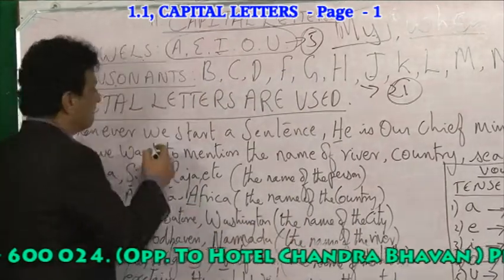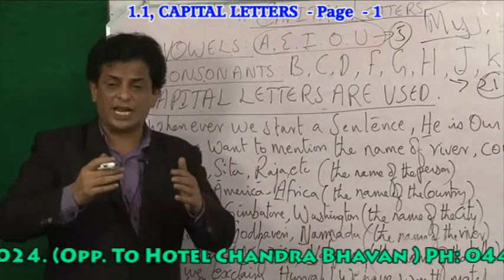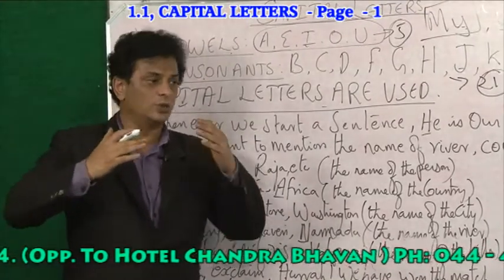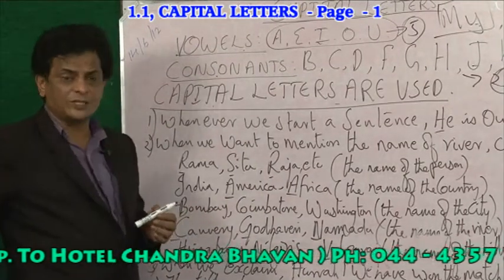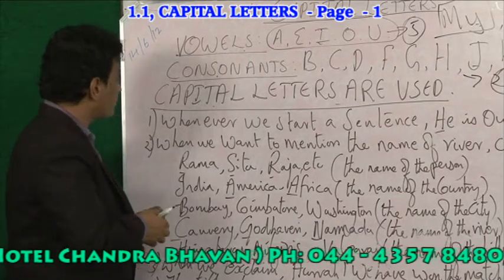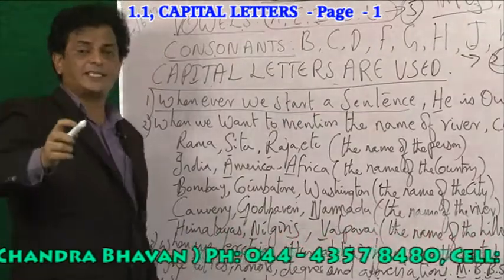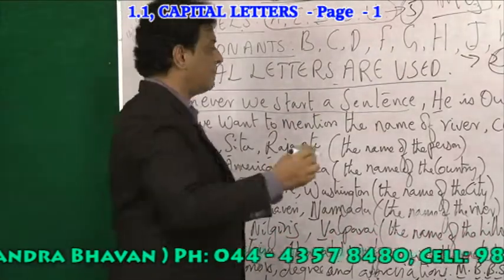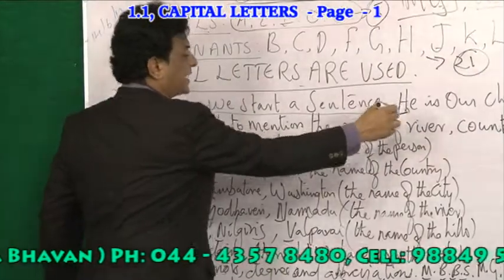Now coming back here, where are capital letters used? In the English alphabet you divide the letters into two: one is capital and the other is small. Capital letters are used whenever we start a sentence. It's a must for you to use the capital letter. For example, He is our chief minister. You start with H as a capital letter.